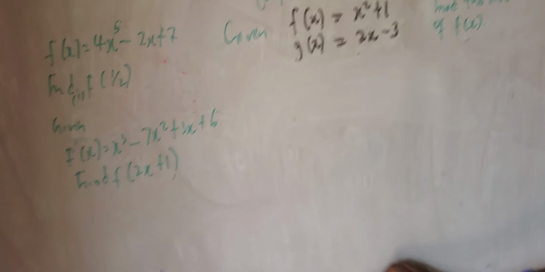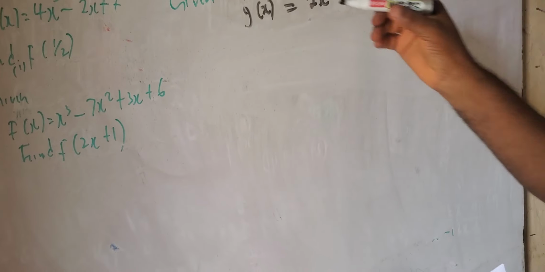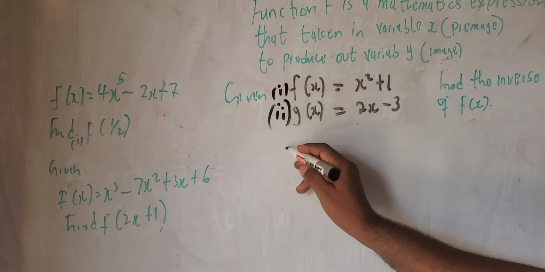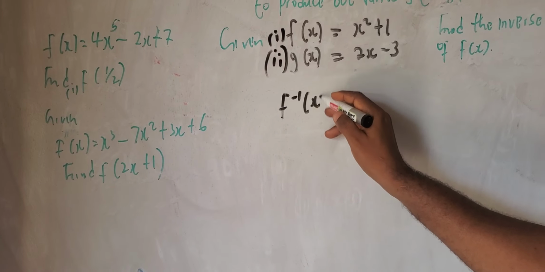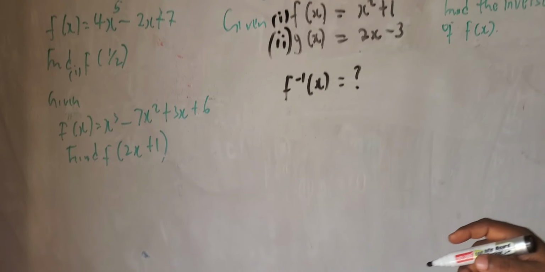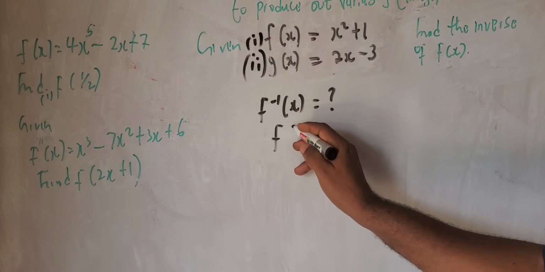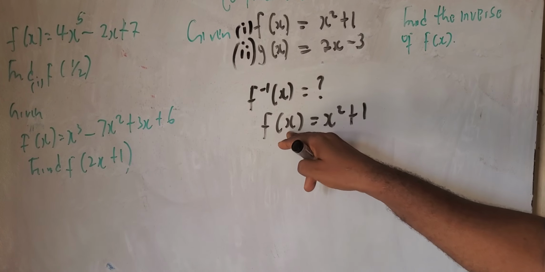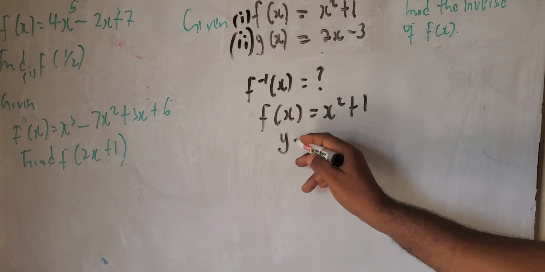Look at this scenario. This is case 1 and this is case 2. We are to find the inverse function of f of x. That's what we want to find. How do we do it? This is how we are going to do it. You start from this f of x, which is x squared plus 1. Let this image f of x be y.